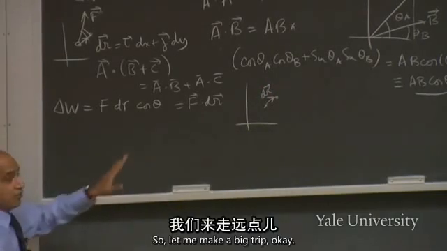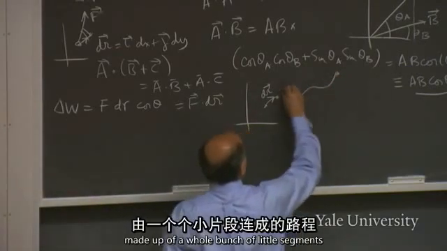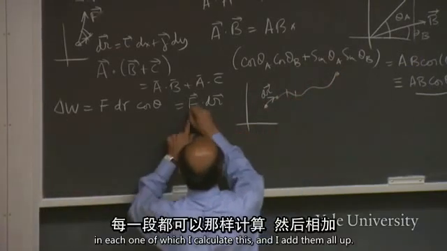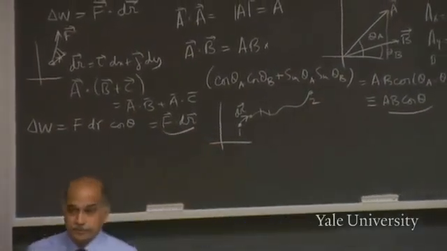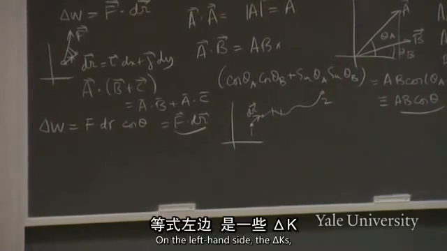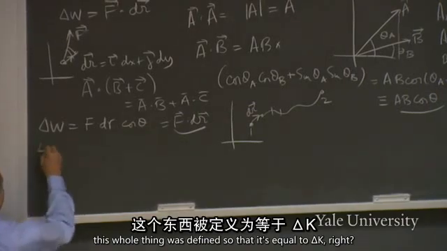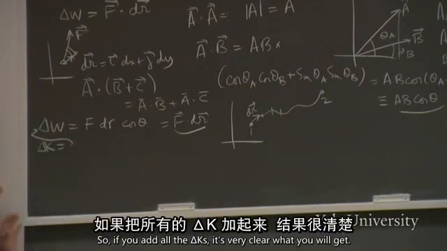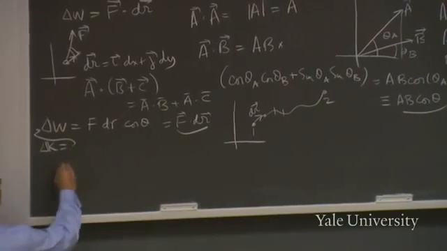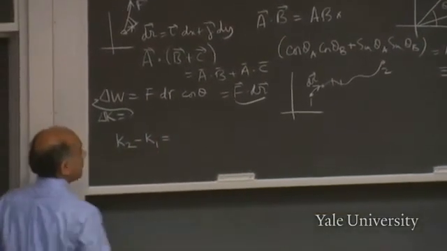So let me make a big trip. Okay, let me make a trip in the xy plane made up of a whole bunch of little segments, in each one of which I calculate this, and I add them all up. On the left-hand side, the delta k's, this whole thing was defined so that it's equal to delta k, right? Delta k was equal to this. That's equal to all that. So if you add all the delta k's, it's very clear what you will get. You will get the kinetic energy at the end minus kinetic energy at the beginning.